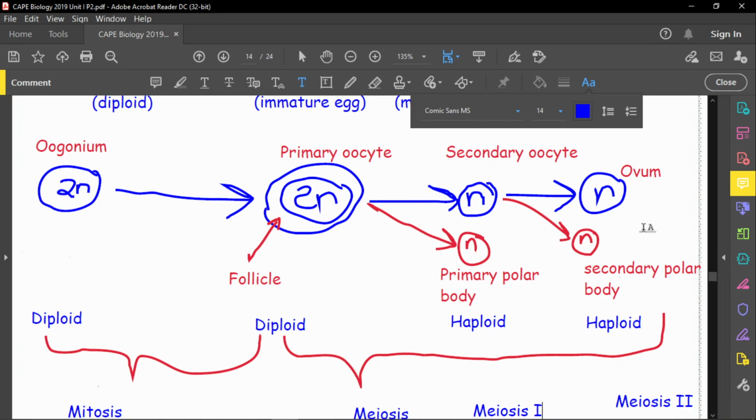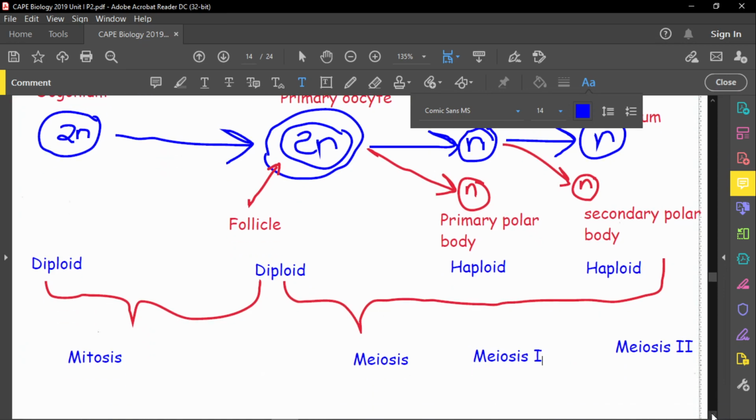I'll just point it out real quick. Again, we can also know that the entire process coming from a diploid to haploid is meiosis. The primary oocyte will produce the secondary oocyte by the end of meiosis 1, and then the ovum will be produced by the end of meiosis 2.